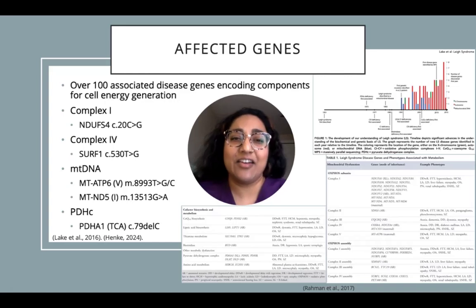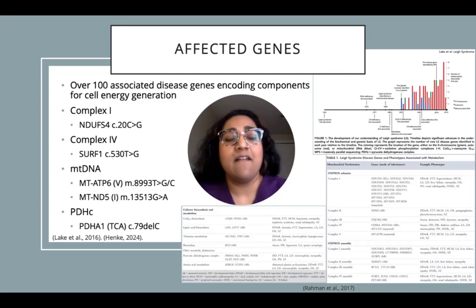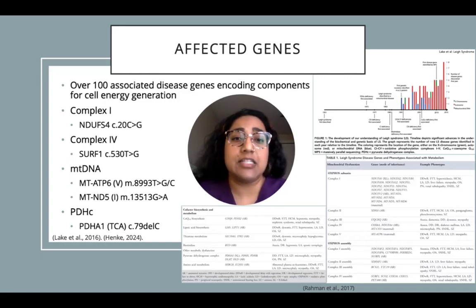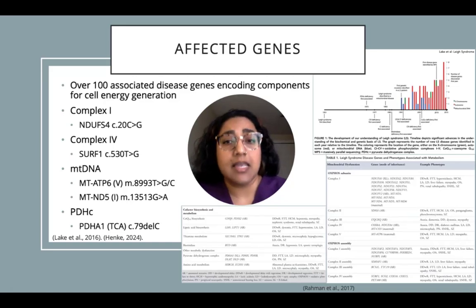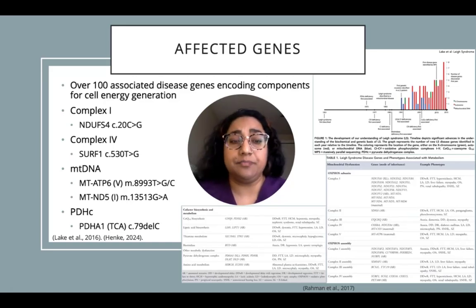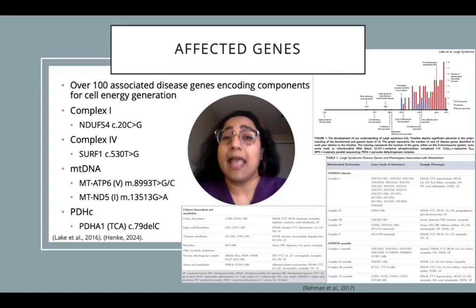MTATP6 encodes the ETC complex 5 ATP synthase subunit 6. And PDHA1 is a sex-linked gene located on the short arm of the X chromosome and encodes a protein in the pyruvate dehydrogenase complex that supplies the citric acid cycle. The common theme with all these genes is the role they play in providing the code to make proteins that are necessary for oxidative phosphorylation and ATP production.